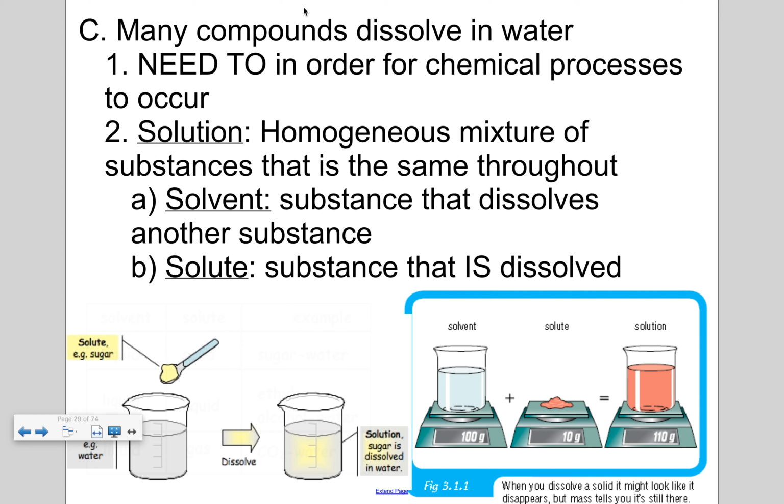So when things dissolve in water, you end up with a solution, a homogeneous mixture of substances that is the same throughout. The solvent is the thing that dissolves another substance, and the solute is the thing that gets dissolved. So here's my solvent, we'll say it's water. Here's my solute, and I mix it together, and there's no grains on the bottom. And this solution is the same throughout, so it's a homogeneous mixture. Here's another example where we have water as a solvent, and maybe this is yellow sugar. I don't know why it's yellow, but we mix it, and we end up with a solution.